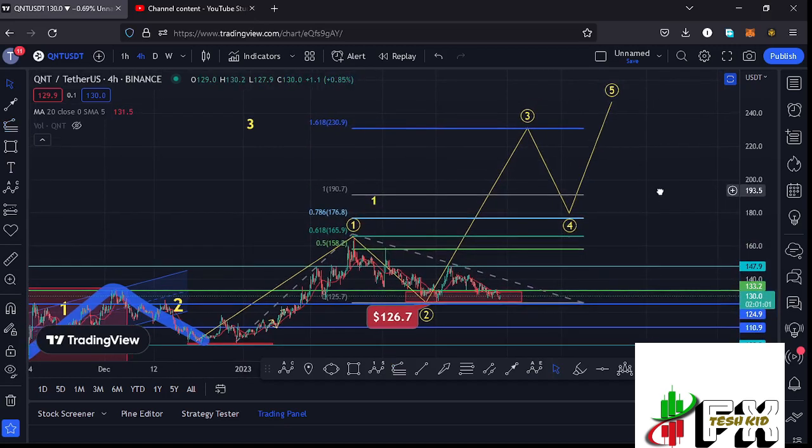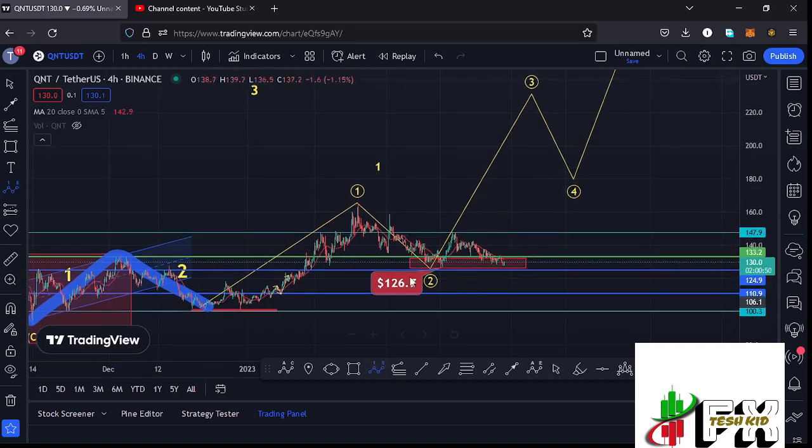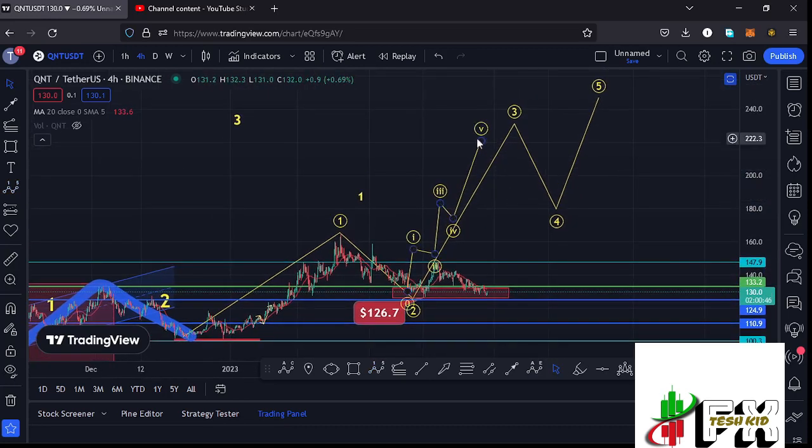That gives me a minimum target area in the formation of that wave 3 at the fib level 1.618, and that is at around the $230.9 mark. And in the formation of that wave 3, I'm also expecting to see a 5-wave structure in formation within the formation of that higher Elliott wave count 3, having the wave 5, which is a micro wave, fully maximizing the formation of that larger Elliott wave count 3.